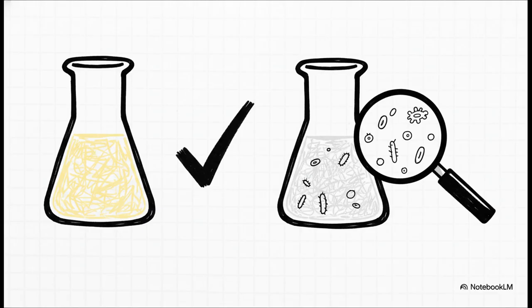The yellow color, especially with her fever, probably just means her urine is a little concentrated. But the real story here is that cloudiness, or turbidity. That almost always tells you something is suspended in that urine that shouldn't be there. Things like a whole bunch of cells or, as we're starting to suspect, bacteria.